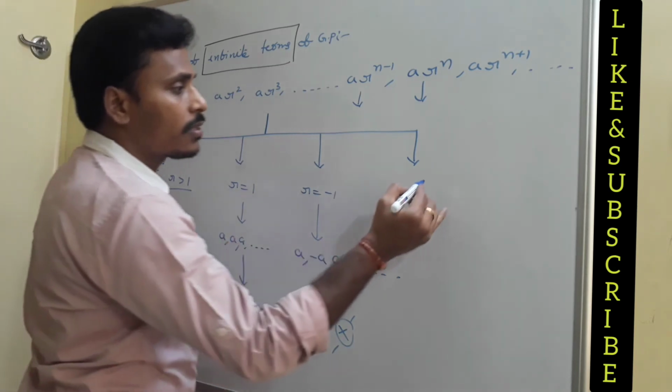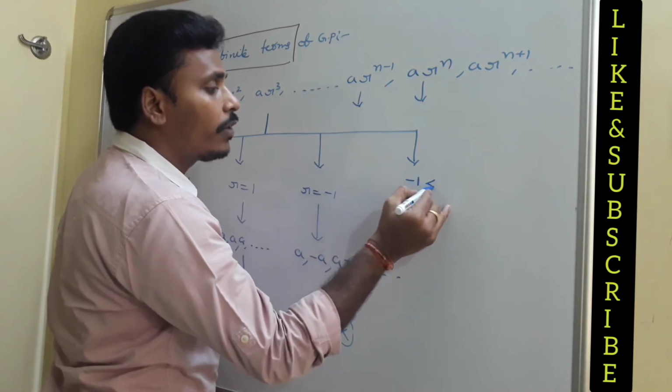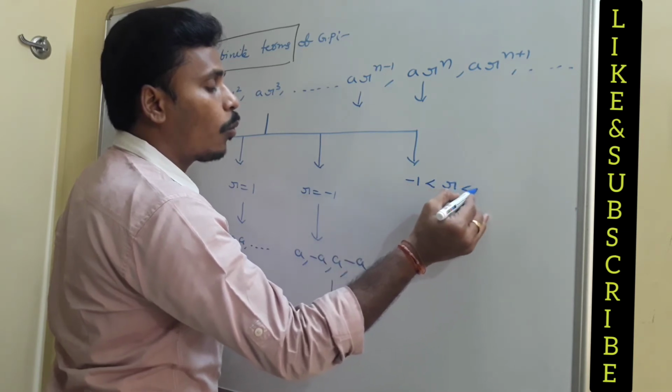In the fourth case, the R value is in between -1 and 1.